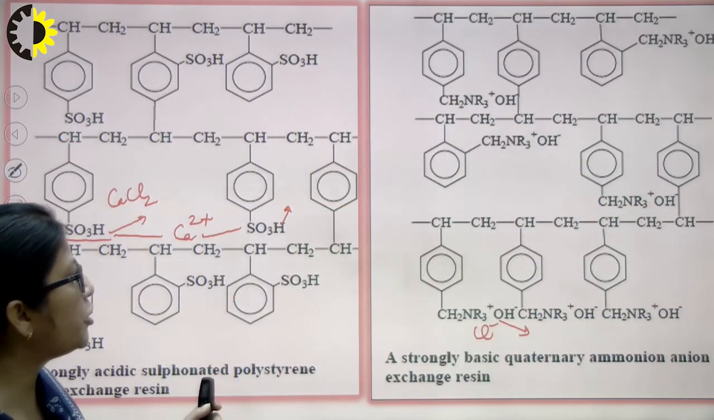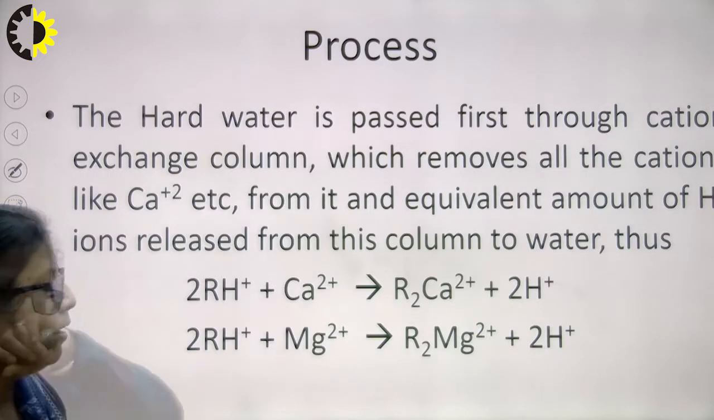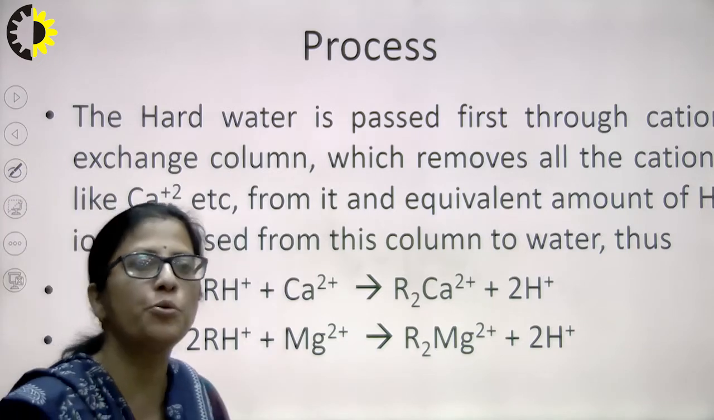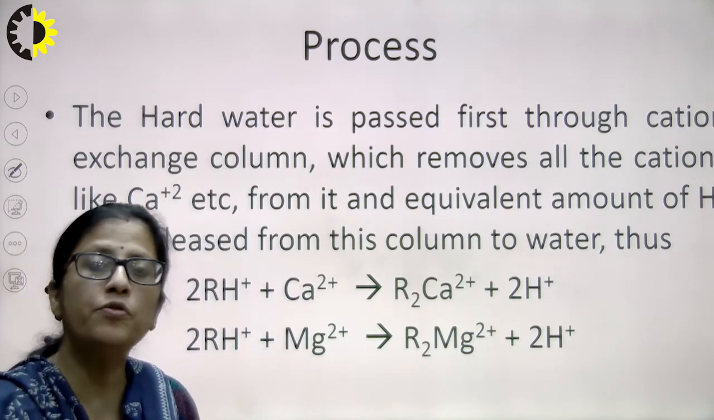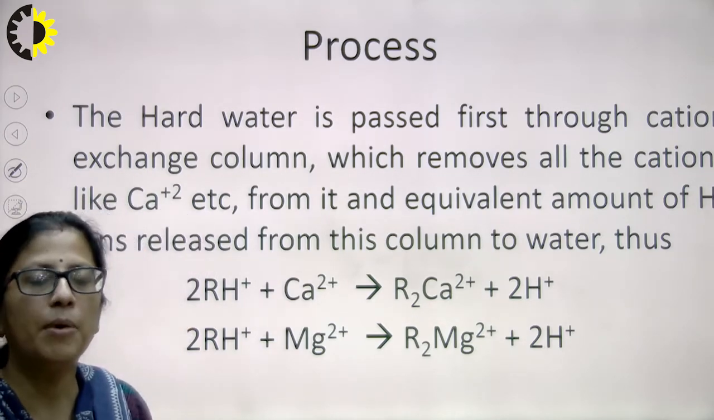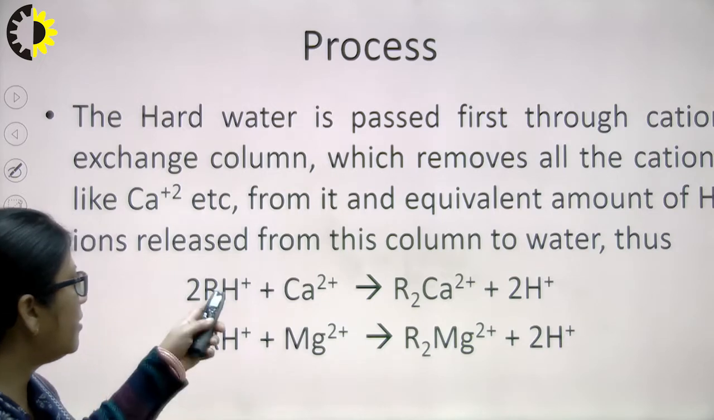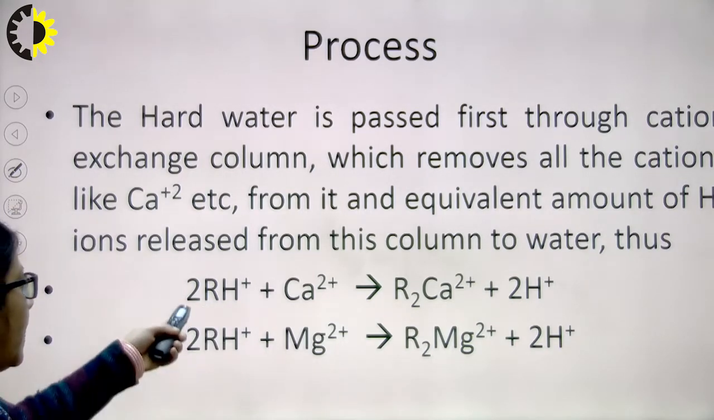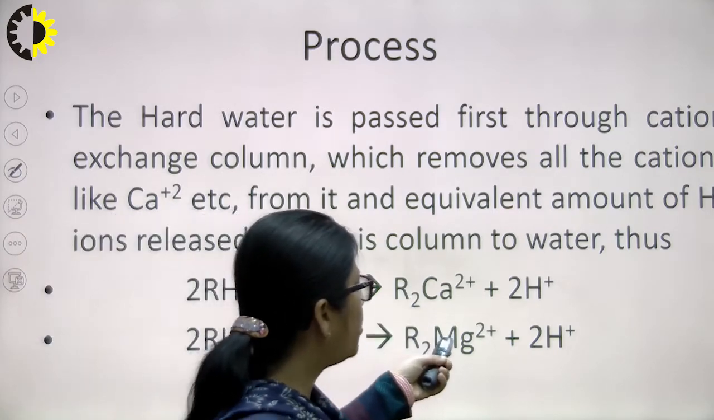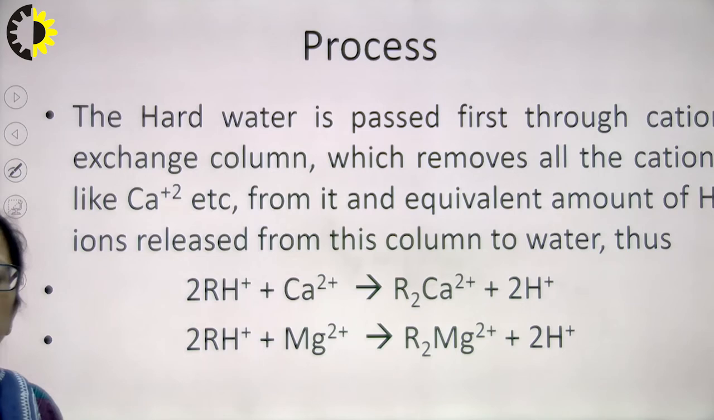So, this is the polymeric chain, the basic structure containing functional groups. Now, the process I have already explained, but still, the hard water is passed first through the cation exchange column, which removes all the cations like calcium and magnesium ions from it, and the equivalent amount of H plus ions are released from this column to water. So, these are the different reactions which are going to take place. The cation exchanger is going to bind with the hardness-causing cations, they are going to get fixed into the cation exchanger, and an equivalent amount of H plus will be released into the water.